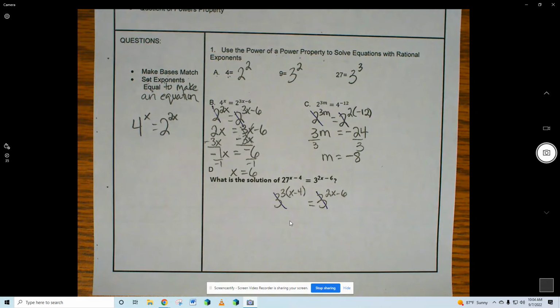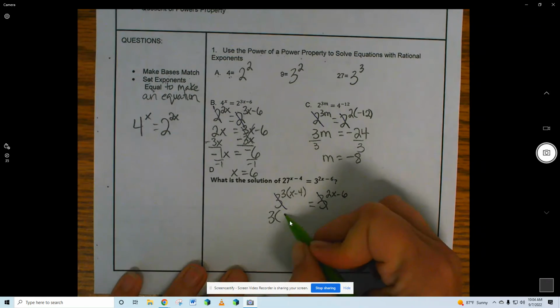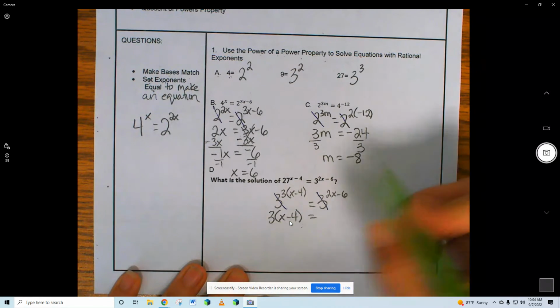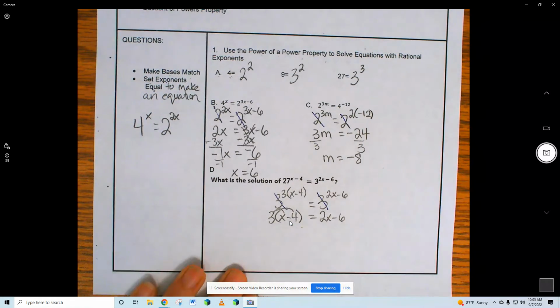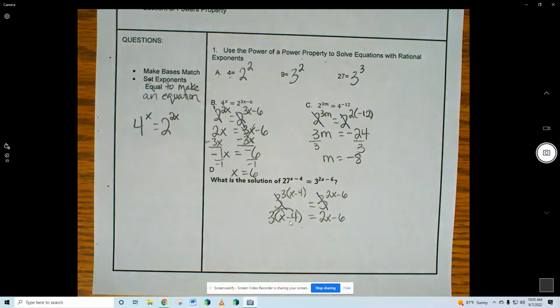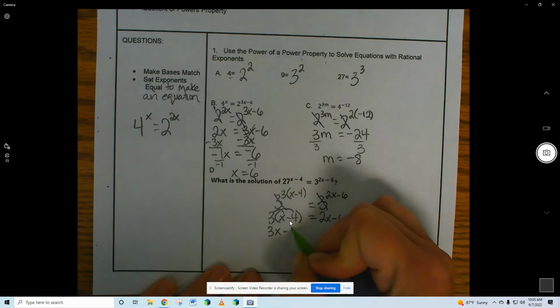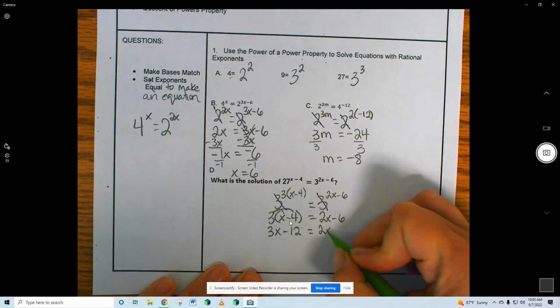Set the exponents equal, make it into an equation. Three times the quantity x minus 4 equals 2x minus 6. So I have to distribute that 3. The 3 needs to be multiplied by the x, and the 3 needs to be multiplied by the negative 4. 3x minus 12 equals 2x minus 6.